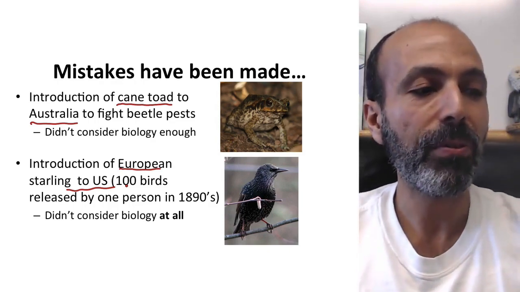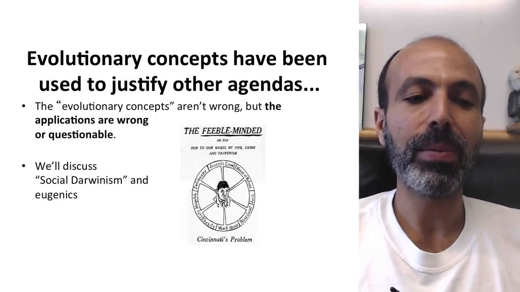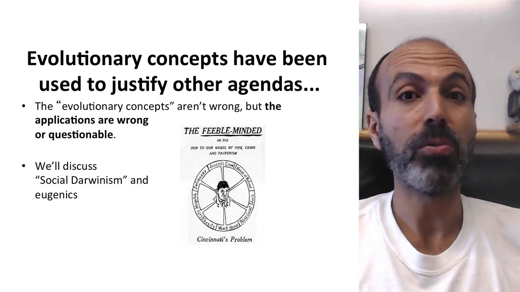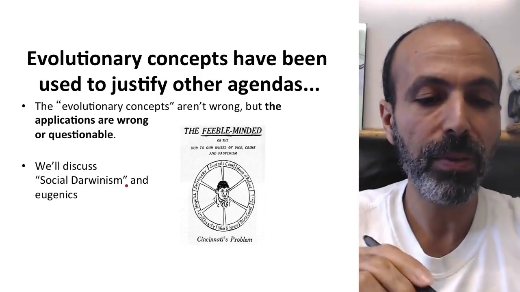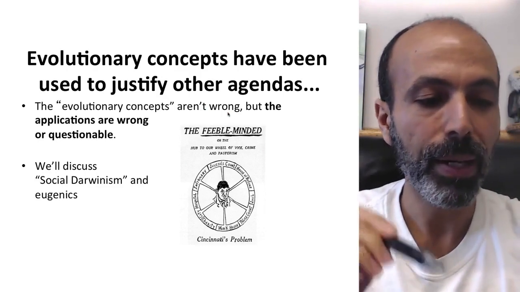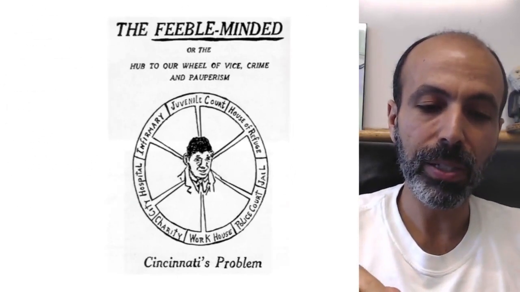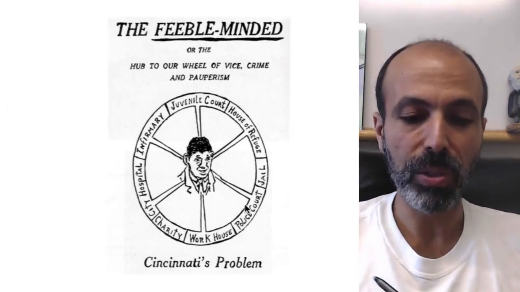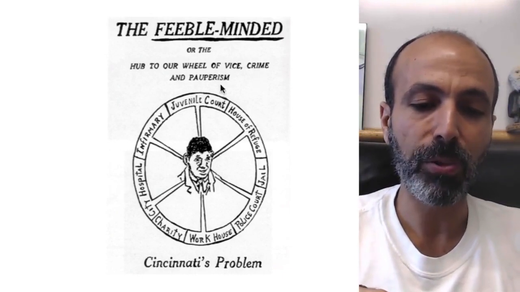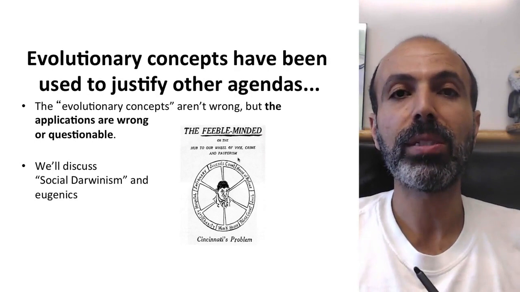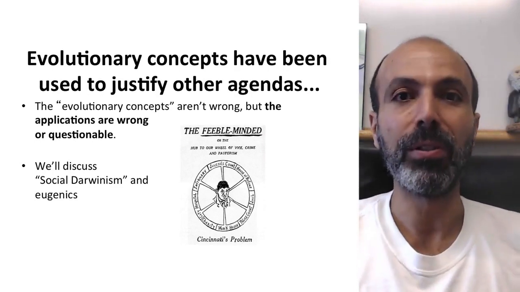Now, these are cases involving various animals, but what people sometimes do is they apply evolutionary concepts to justify other agendas, which may be somewhat darker. Now, again, in these cases, the evolutionary concepts in and of themselves aren't wrong, but the applications are wrong or at best questionable. So we see here in this particular picture I show, this was something from Cincinnati saying the feeble-minded are the hub of our wheel to vice, crime, and pauperism. Again, suggesting some sort of stopping of the feeble-minded or those who are labeled feeble-minded.